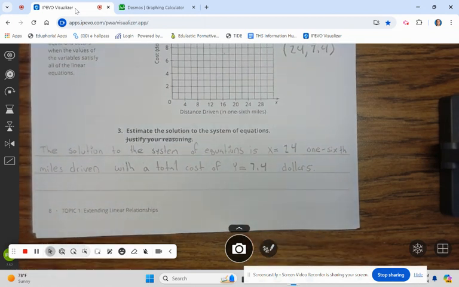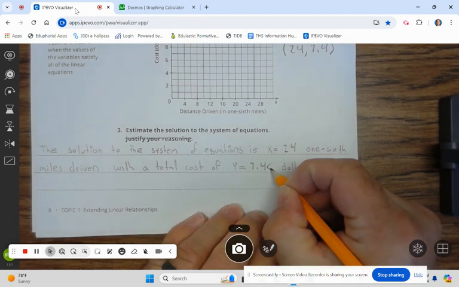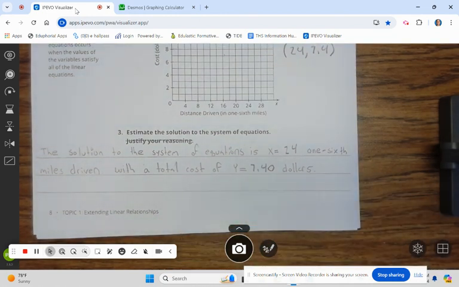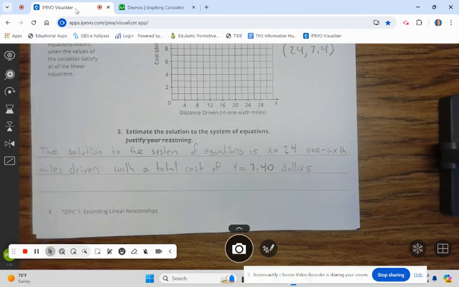Three, estimate the solution to the system of equations. The solution to the system equation is x equals 24, 1/6 miles driven with a total cost of y equals $7.40. Alright, go ahead and finish up that. Alright, let's take a look at the next page.